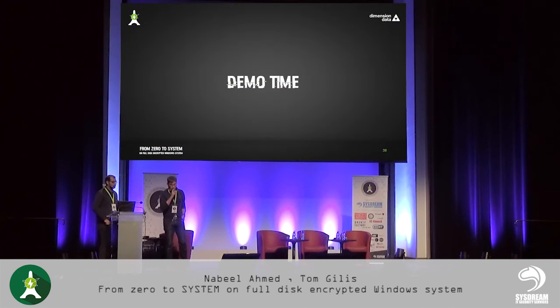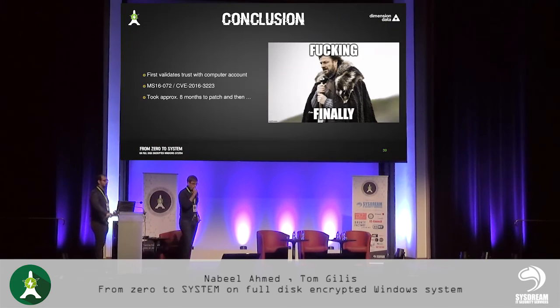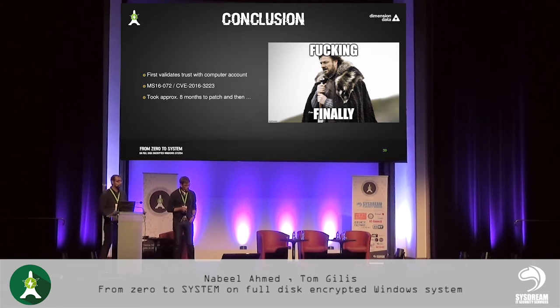So the conclusion: Microsoft released a patch. Thank God for that. Two weeks ago, in the Patch Tuesday of June, you got some MS numbers and CVE numbers you can read. It now validates the trust before it actually applies the GPO. But it actually took them 8 months to patch.